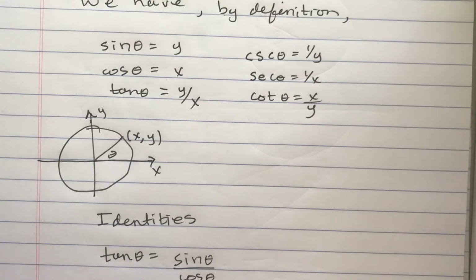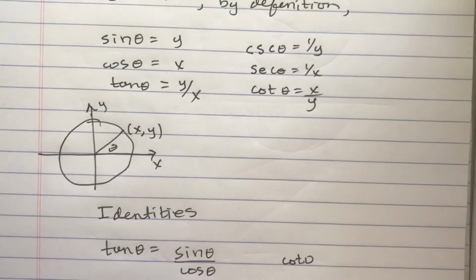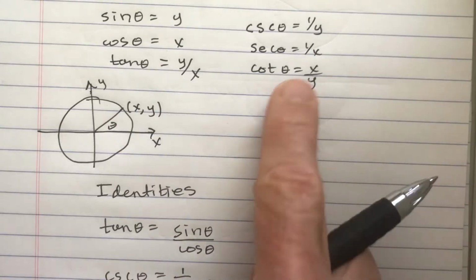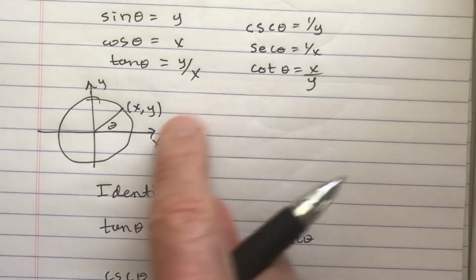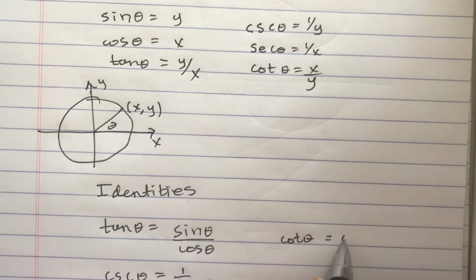What else do we have? We have cotangent. Let me not do that one. I'll do this one over here. Secant theta is 1 over x, and x is cosine theta. Cotangent theta is x over y, so that will be cosine theta over sine theta.